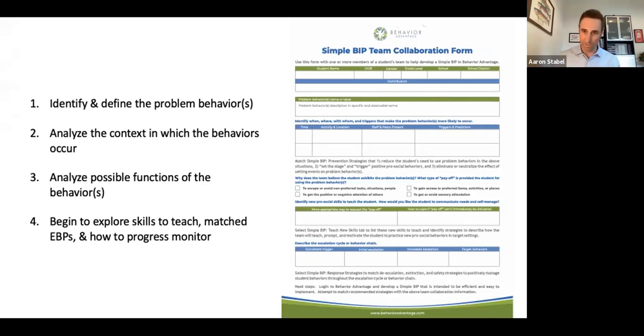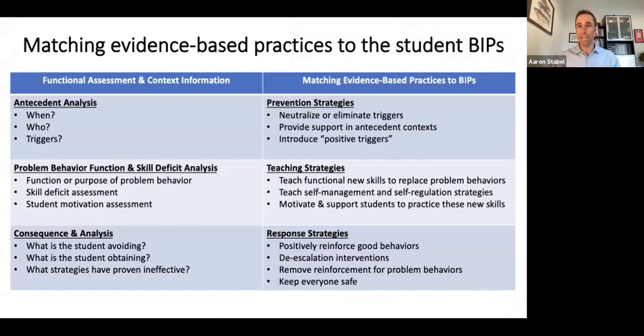So this form can be filled out very quickly. It doesn't have to be filled out in its entirety. It's just to guide discussion in a PLC meeting. And then we would take that information into the Behavior Advantage software, and we would look at how that assessment of function and context guides us to determine prevention strategies, teaching strategies, and response strategies.